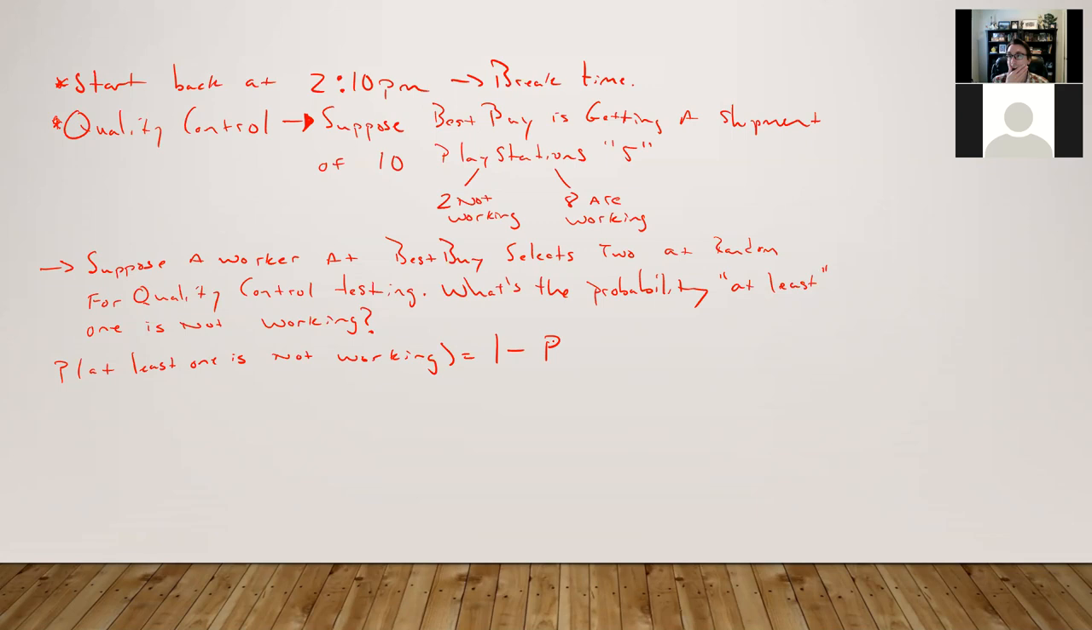So zero are not working. If zero are not working, what does that mean they're both doing? They both do what? Working. Yeah. So it's one minus the probability that zero are not working, and if zero are not working, that means they're both working.